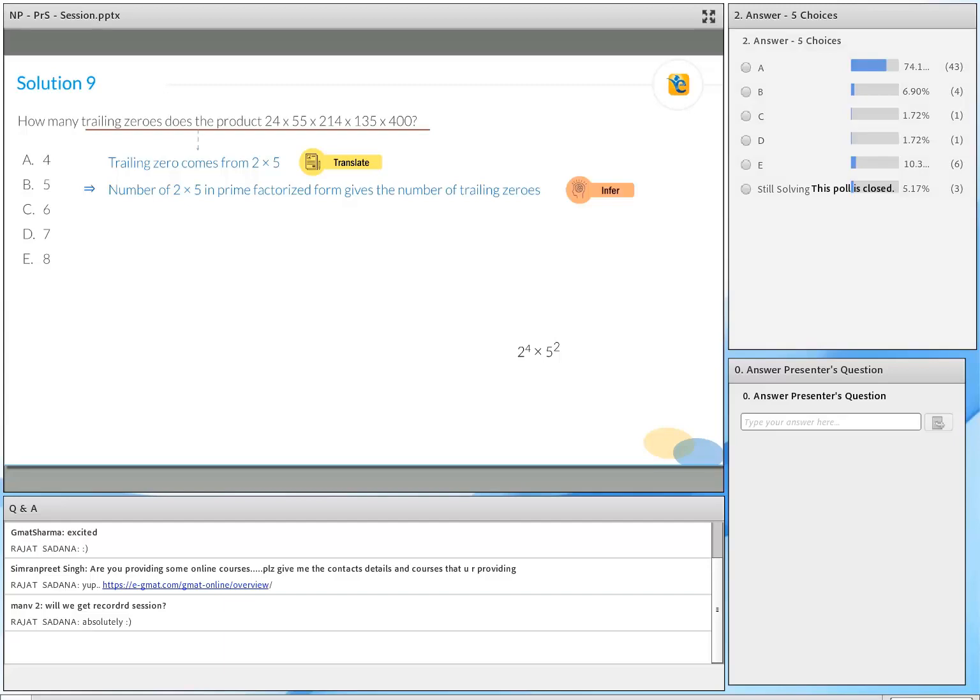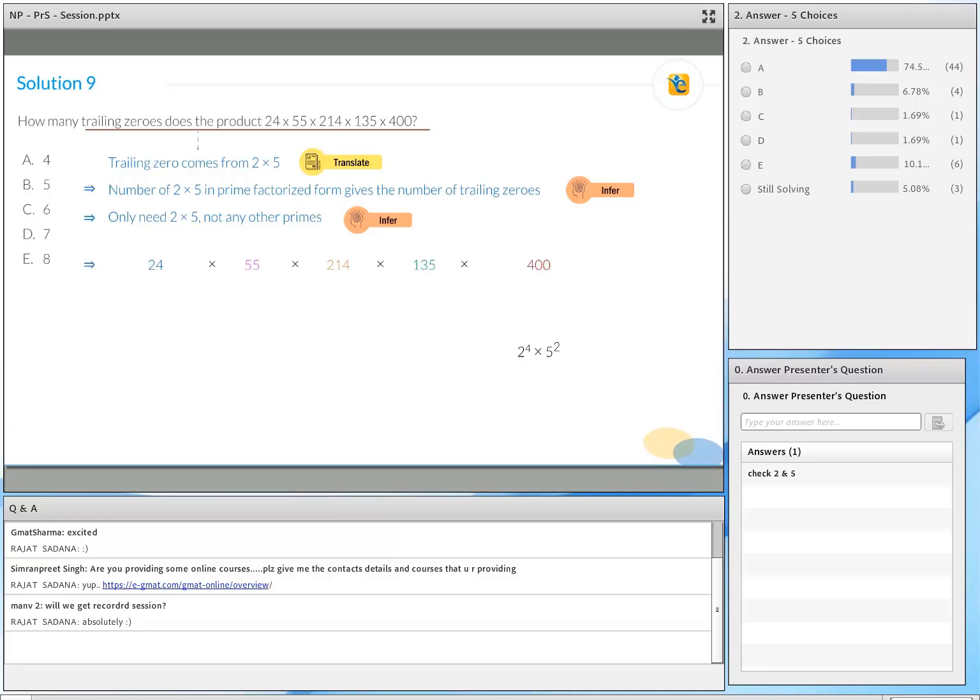So essentially, all you have to figure out is how many times you see 2 times 5. So how many powers of 2 and 5 do you see together? Okay, so that's what you need to figure out. So it's purely translation and then drawing your inferences based on your conceptual understanding of prime factorization.